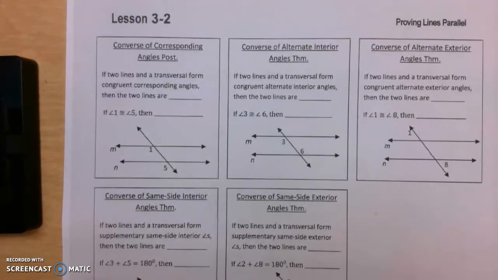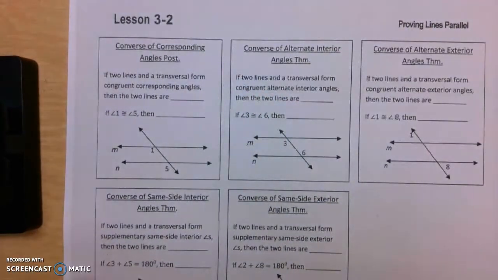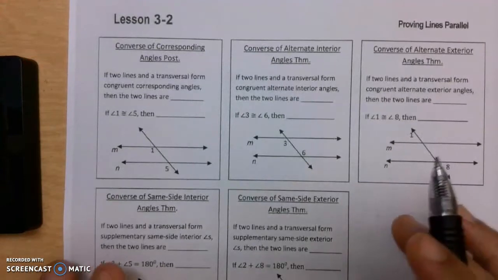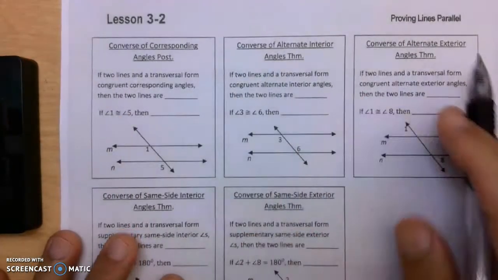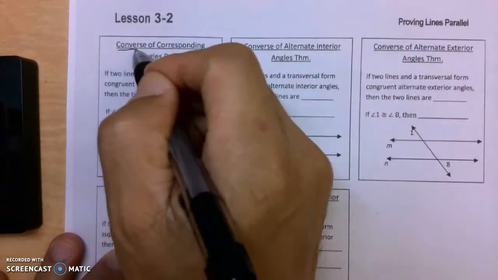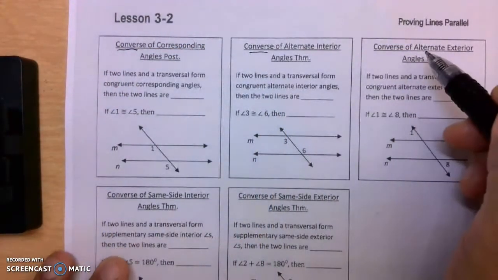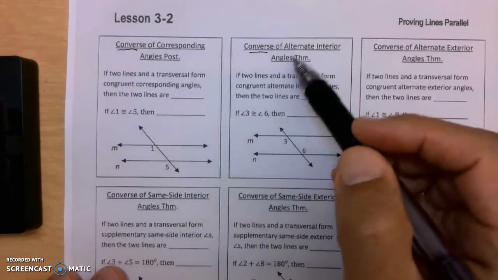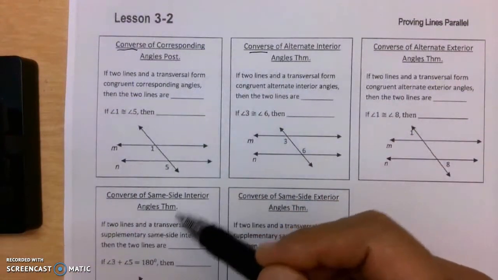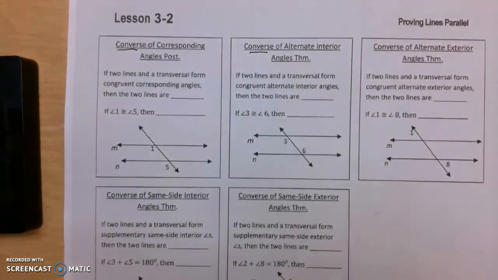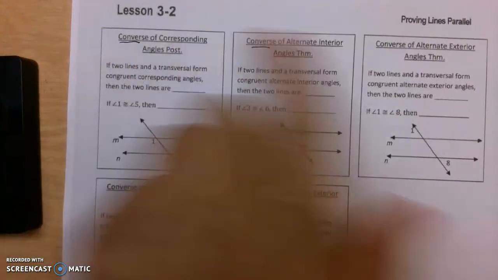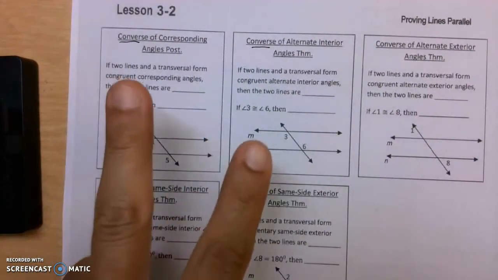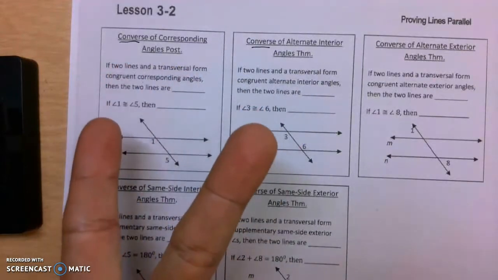All right, we're going to go over the notes for lesson 3-2, proving lines that are parallel. What you're going to notice right away with these first few boxes is they all start with "converse of." Converse of corresponding angles, converse of alternate interior angles, converse of same side interior angles. So if you flip back, converse means reverse. You've got an if-then statement, converse means put it in reverse.